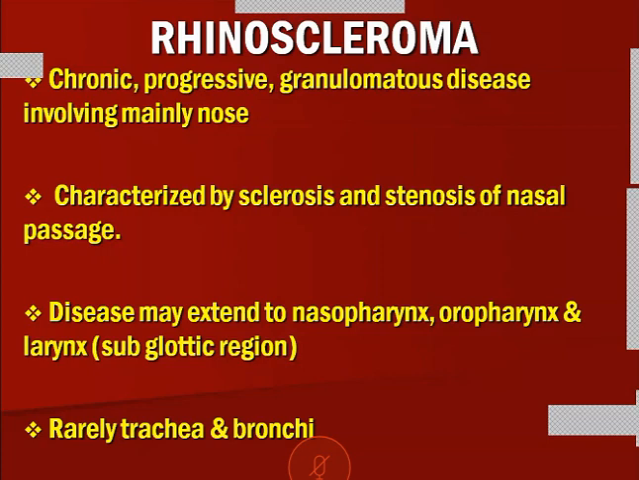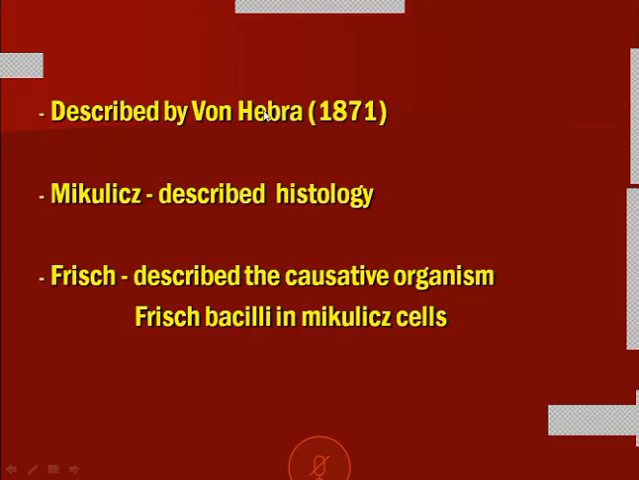So here it is also a chronic granulomatous disease, which is characterized by sclerosis and stenosis of the nasal passages and the nasopharynx. As I have told, it may extend to the subglottic region or the trachea also, rarely. Going to the history, it is otherwise known as Hebra disease, Hebra nose, described by von Hebra in 1871. He is the person who first described the disease.